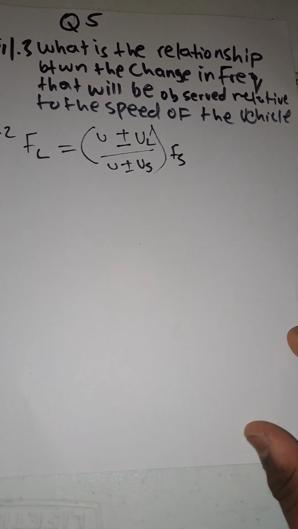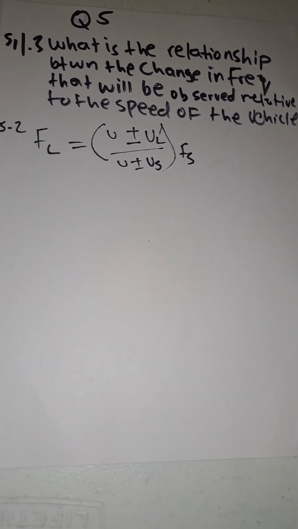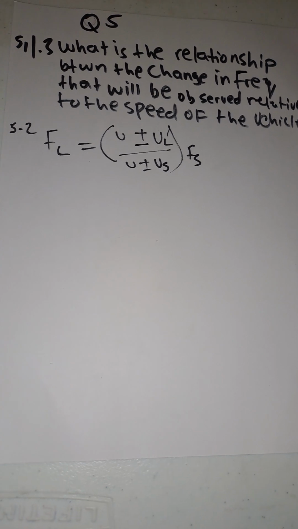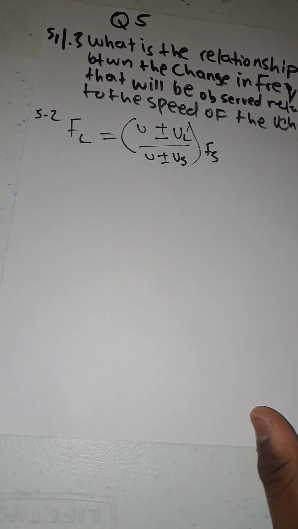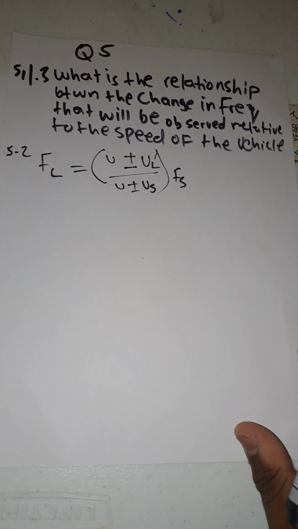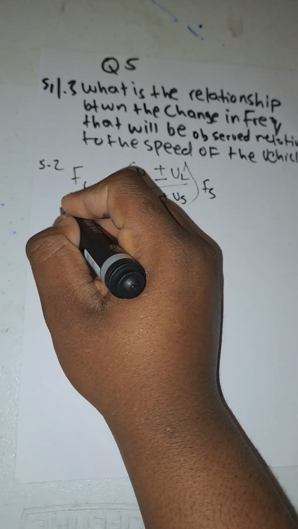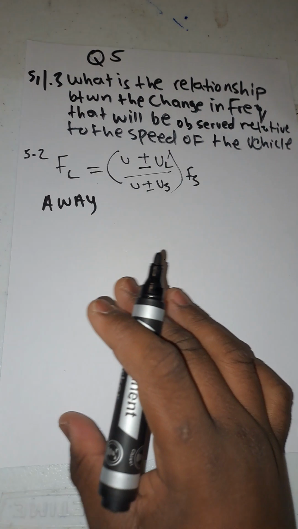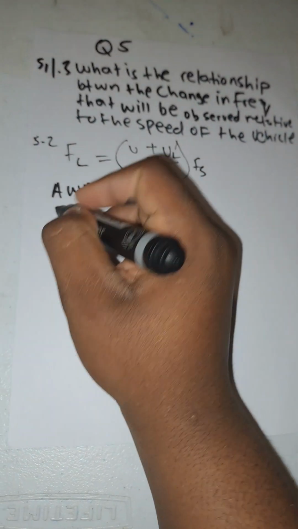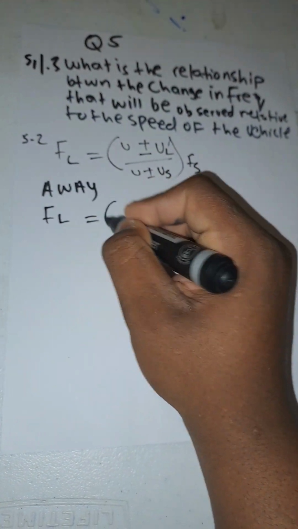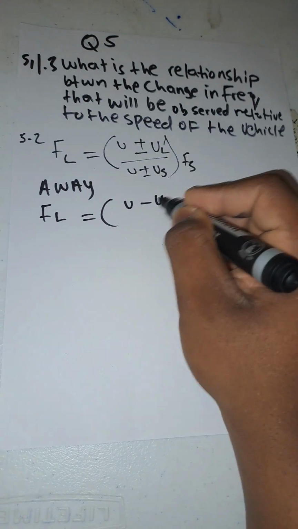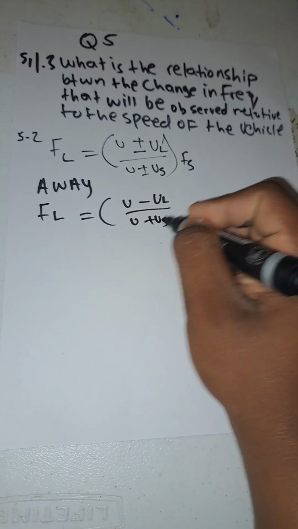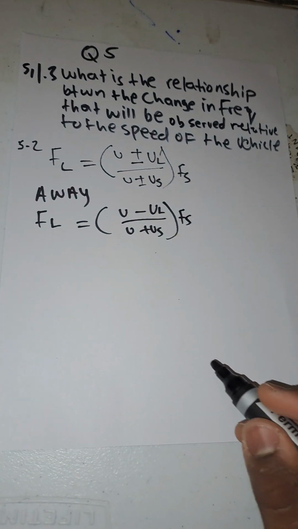And then now check. Since they said the difference, I'm going to subtract. It means maybe the car was moving away, because they were saying the difference. So I'm allowed to write away there. And what is the formula for away? FL is equal to V minus VL over V plus VS times FS.